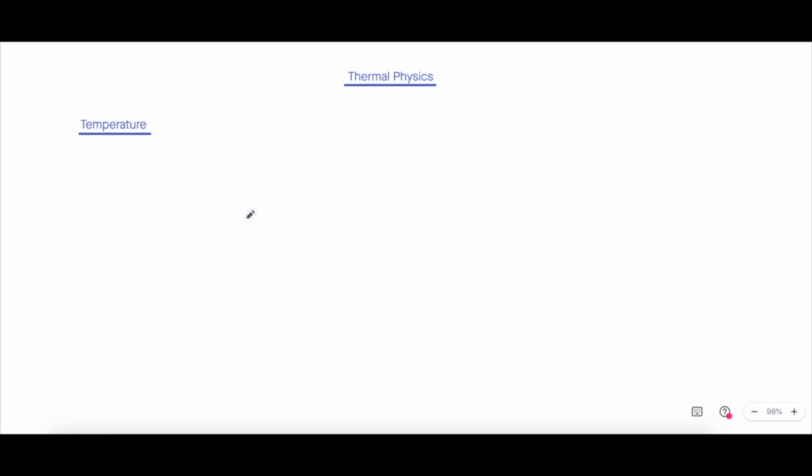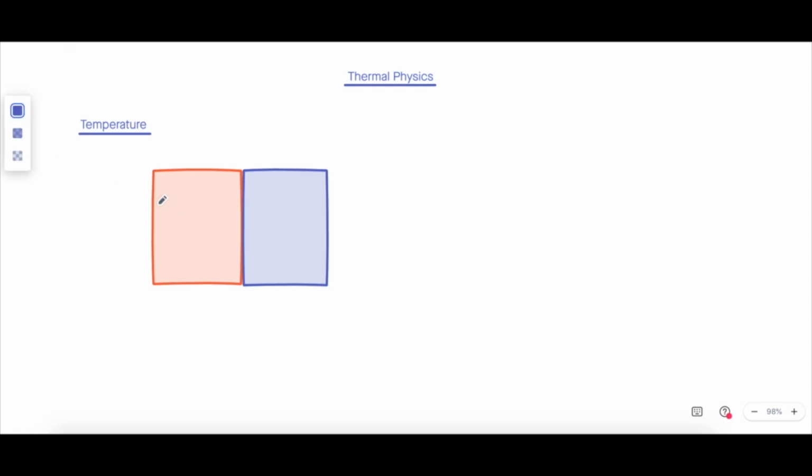So, first part of thermophysics is all about temperature. So let's say we've got two objects. One object is hot and the other one is cold. So thermal energy moves from a hotter object to a colder object.